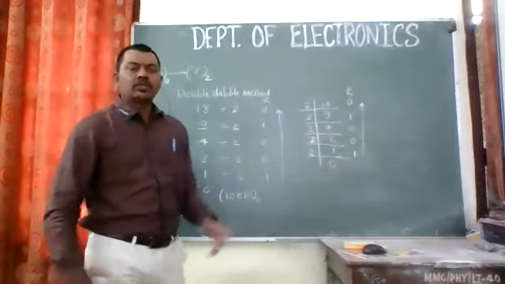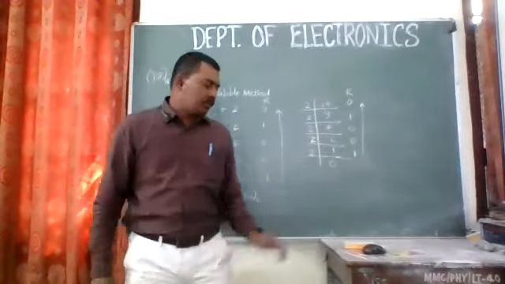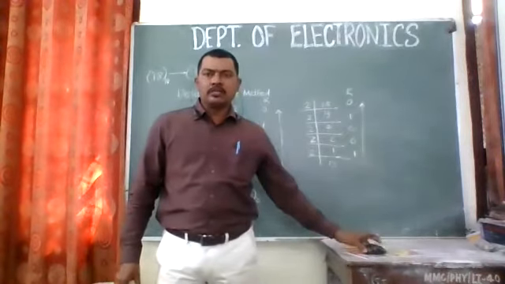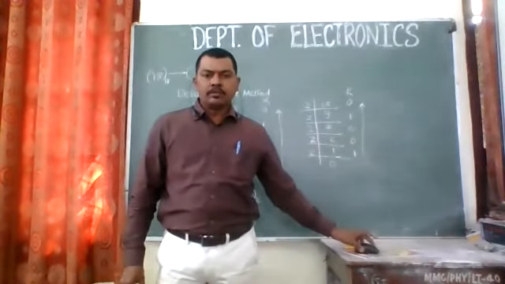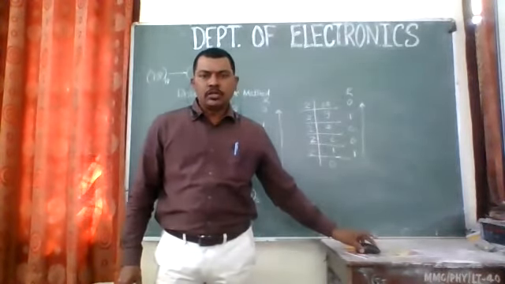So this is the binary equivalent of 18, right? So this is a method which is called the double method, right? This method is called the double method. Do you have any questions?